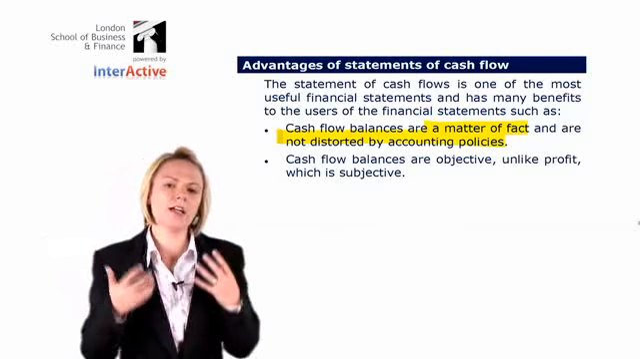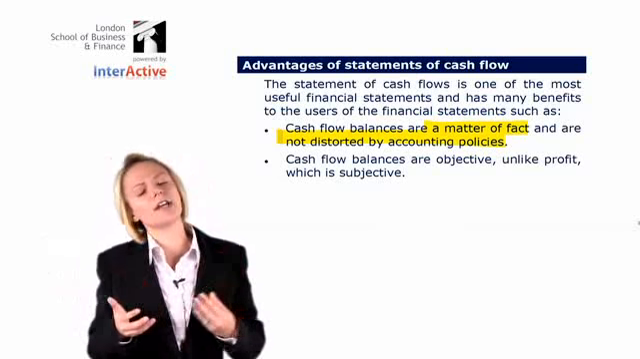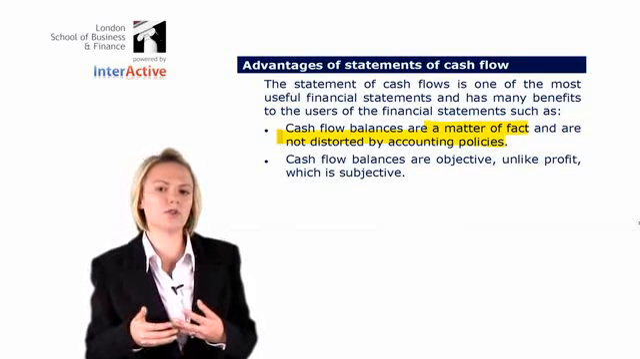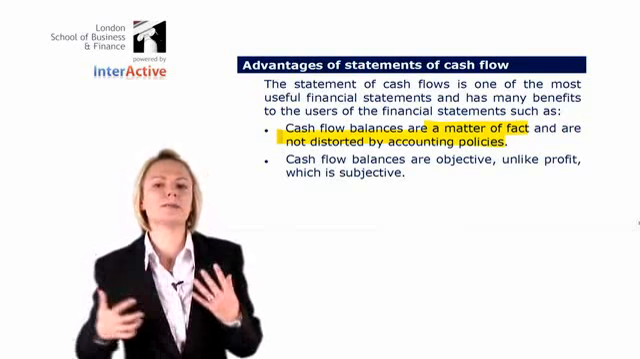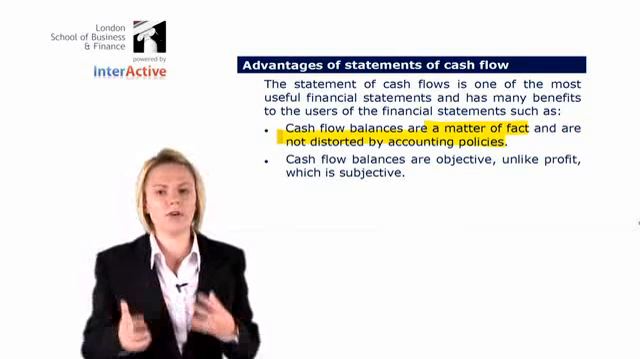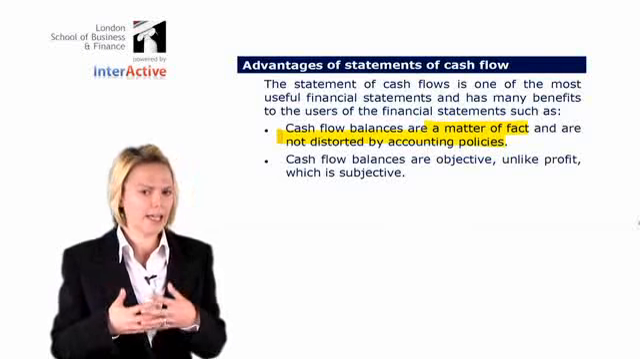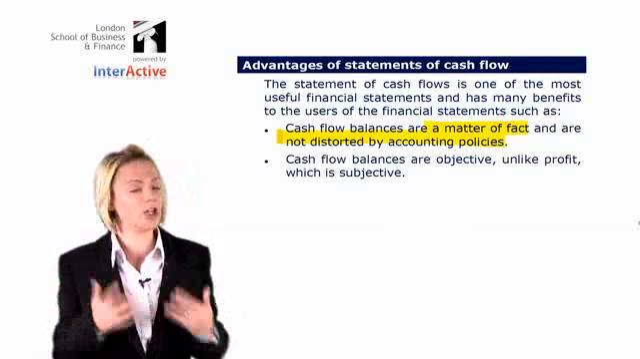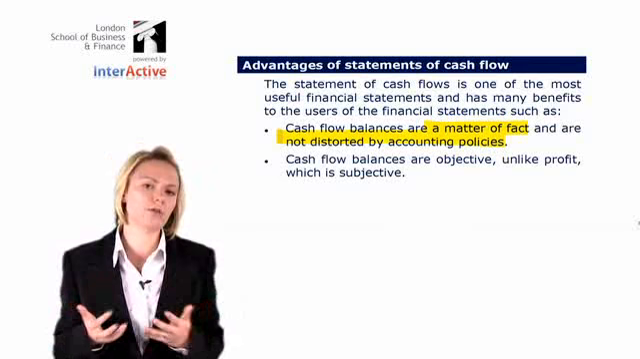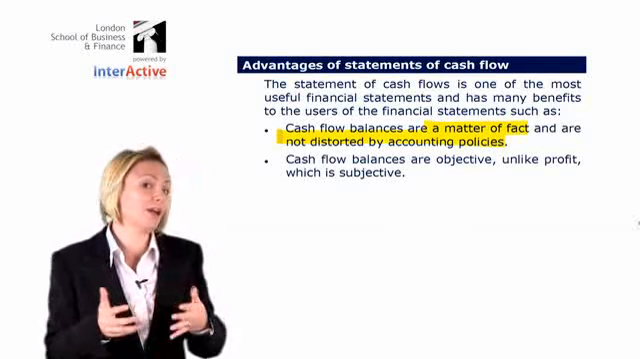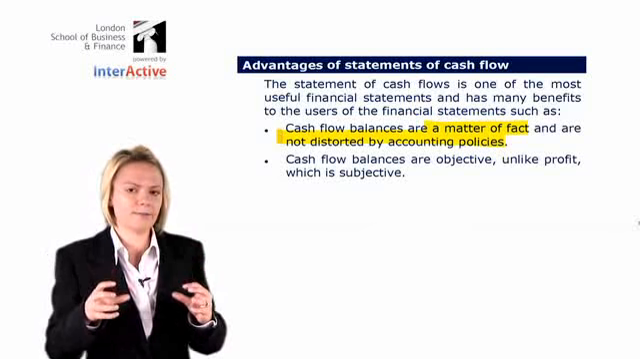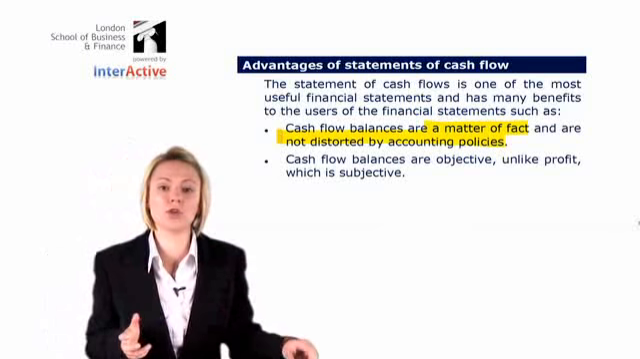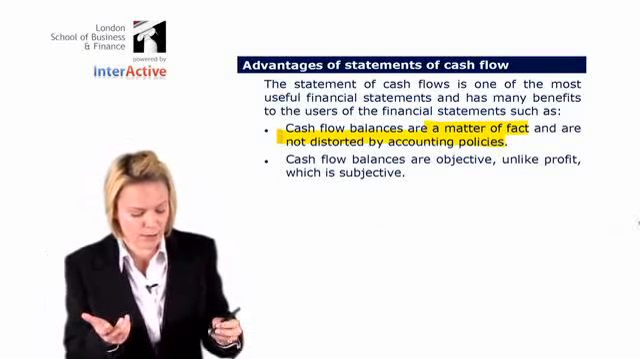So things like depreciation, calculating profits or losses on disposal, credit sales, credit purchases, would all be accounting policies and concepts that would distort profit. Cash flow is cash in and cash out. And what we aim to do with the statement of cash flow is to eliminate those policies and just show matter of fact. And that's really what we're talking about in the second bullet point as well.